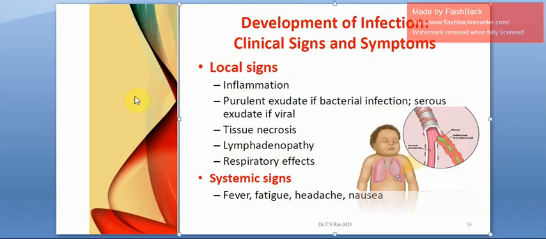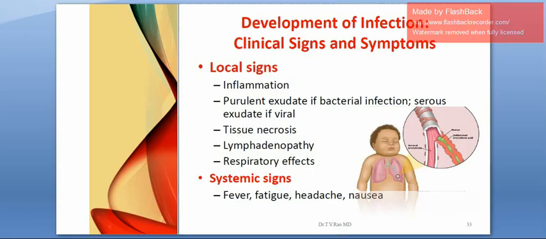Patient can also have exudates where there will be pus formation or inflammation may be there. So these are the local signs that can happen in the body. Other than that, some other symptoms are there of infection, that is systemic signs. For example, the patient may experience fever, fatigue or weakness, headache, nausea or vomiting. All that also patient can experience whenever they are having infection within their body.